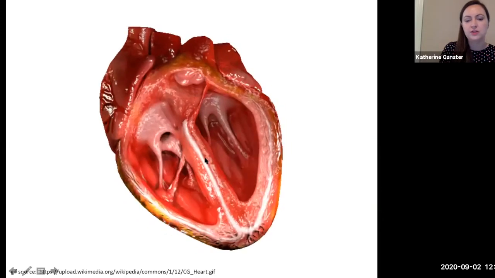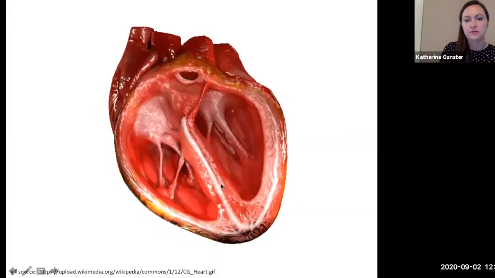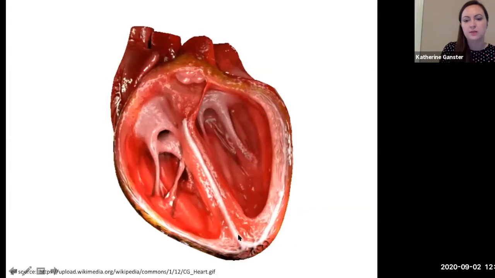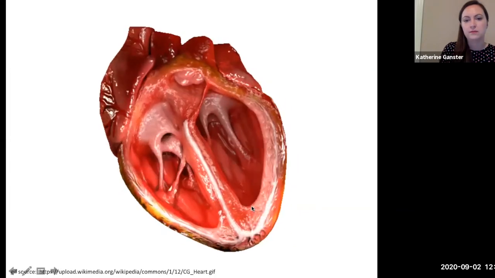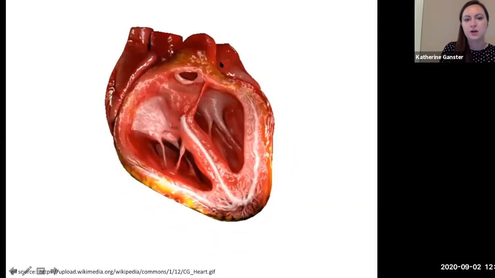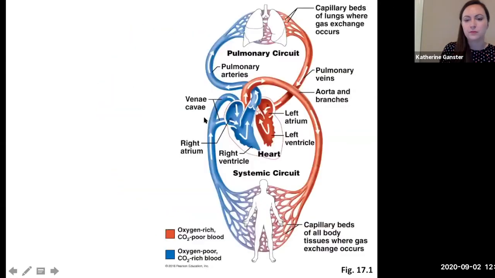Note the interventricular septum separating the right and left ventricles. This down here is the apex of the heart. It points slightly left. Up here where all these tubes are entering and exiting the heart, the flat portion at the top is the base. So don't forget our pulmonary circuit and our systemic circuit.